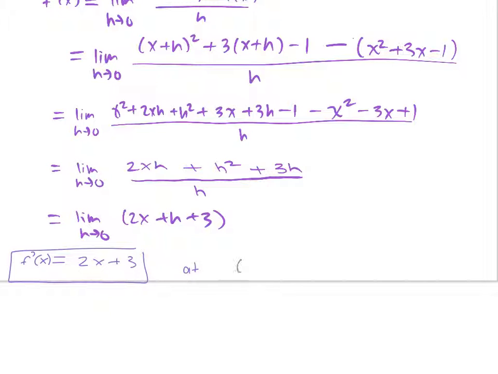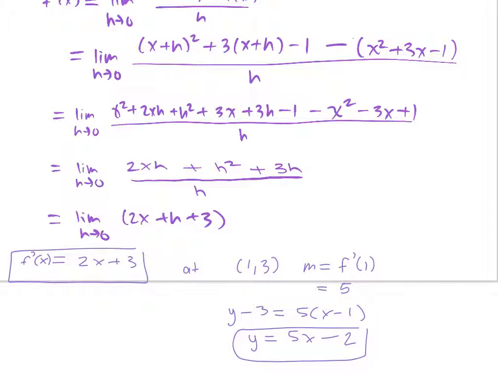Now at the point you care about, at the (1, 3), your specific m will be f prime of 1, which I think in this case is 5. What you get when you plug 1 into this guy, right? Now given that point and that slope, how do you find the equation? Y minus 3, I believe, equals 5 times x minus 1. And stop there, or you could say, if I say get it into slope-intercept form, you'd say 5x minus 2. But if I didn't say to get it into slope-intercept form, you don't have to.